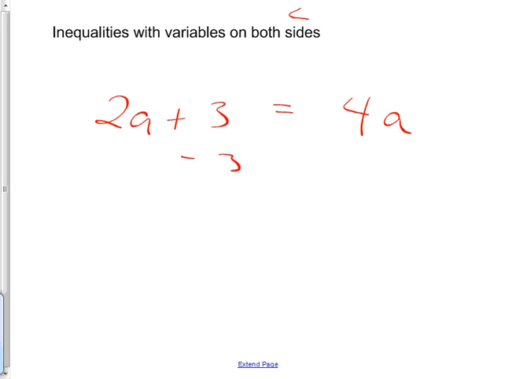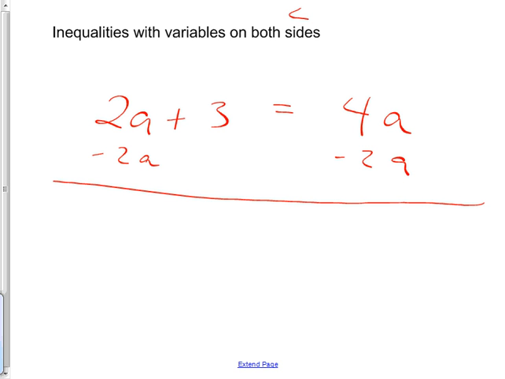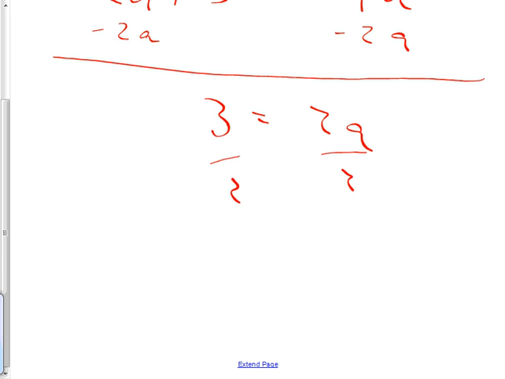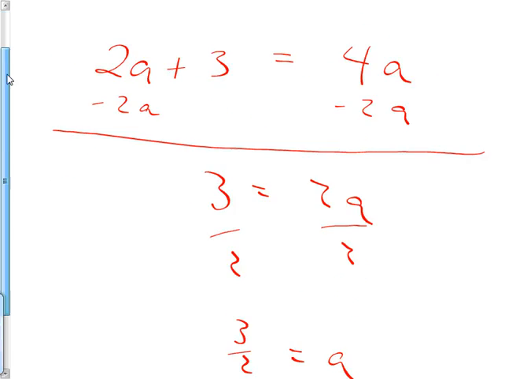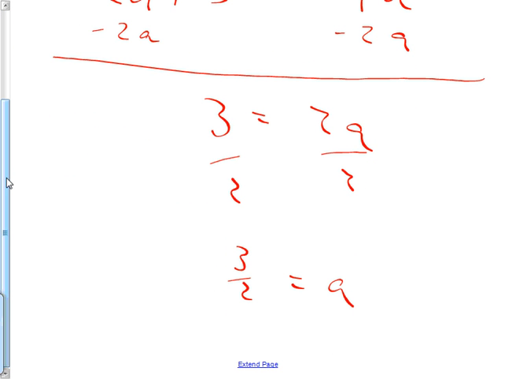So I'm going to subtract 3. No, that'd be dumb. What should I do? Do the a's. Yep. Subtract 2a. You can also subtract 4a, but I like subtract the smaller one. Cancels. 3 equals 2a. Almost done. A has to be alone. Divide by 2. So 3 halves equals a. Except it's not equal to a, really. I go back up, and what sign was it really? A less than. There we go.